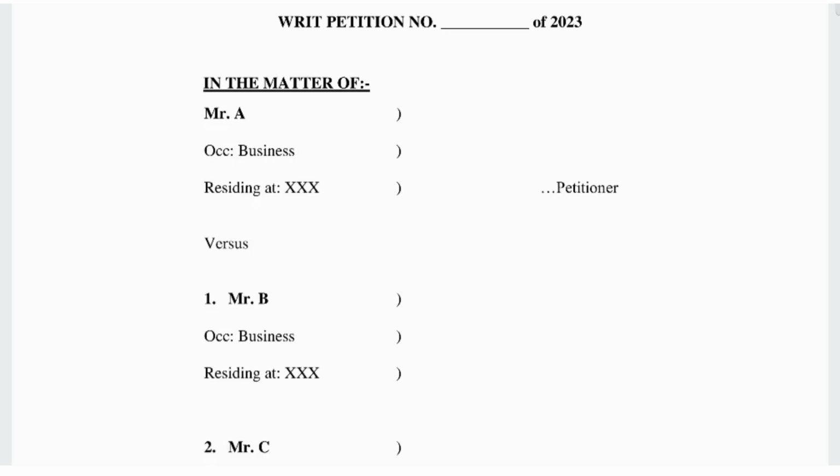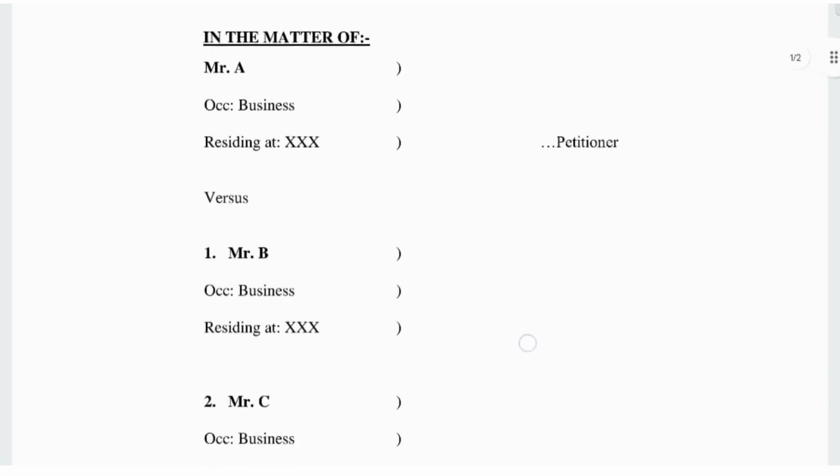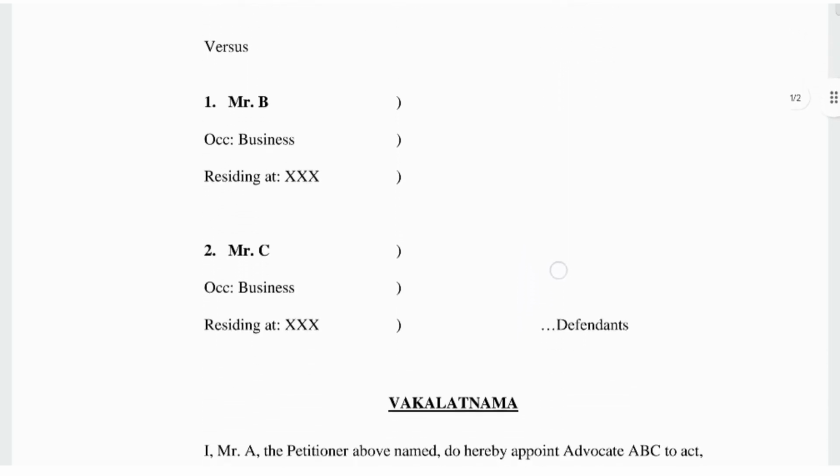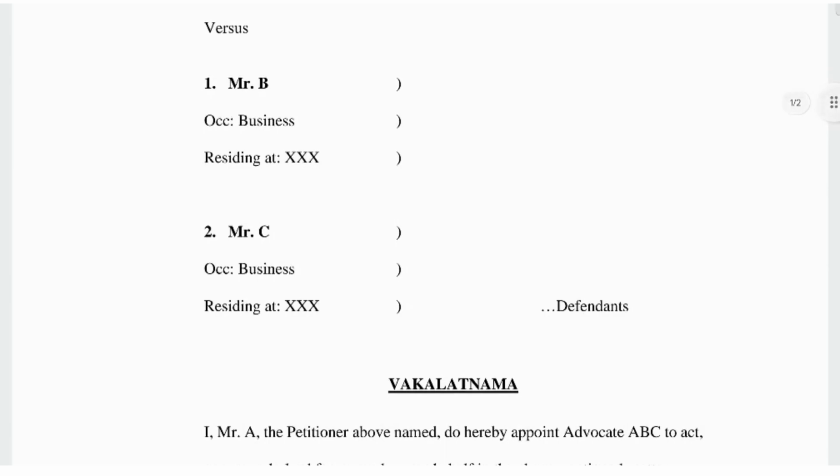Here we have a petitioner, so opposite to the petitioner we have defendants. So here I have mentioned two defendants, Mr. B having occupation as business, residing at whatever place, and Mr. C also mentioning his occupation and where he resides. You can have multiple defendants, you can also have a single defendant. So whatever your requirement is, you can always make the changes in the party names.